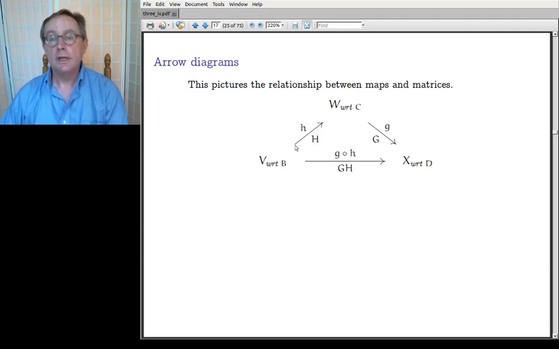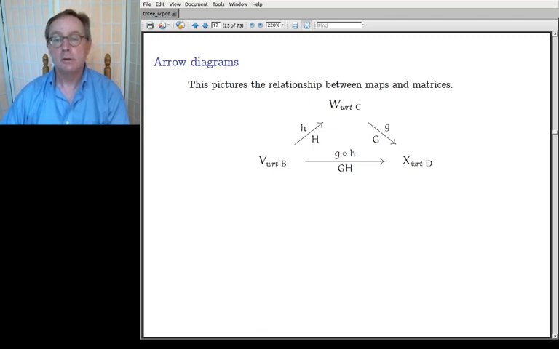You get from V to W by doing H first, and then you get from W to X by doing G next. So this is, I'm describing the maps. And remember, we take maps to be primary. Or you can do the single operation, composition G circle H, which means do G after H.